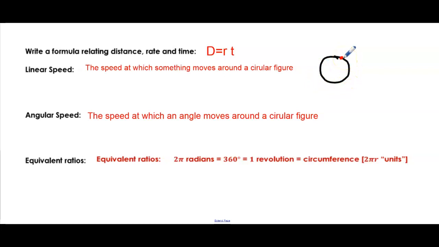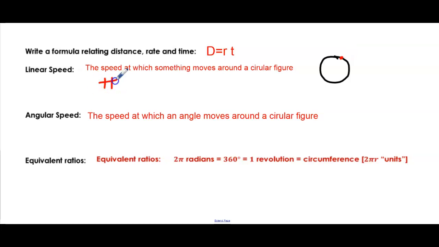So our linear speed is kind of like speed as we know it, like your miles per hour, your feet per second. So if you're riding your bike and you know how many times your wheel spins around and you know the radius of your wheel, then you'll be able to find out how fast you're actually going.